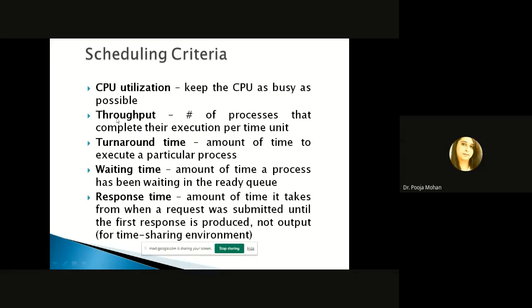So to get better utilization and better throughput, we have to keep a mix of CPU-bound as well as IO-bound processes, right? Next is turnaround time. Basically, this is the time between job submission and completion, right? This is the amount of time required by the CPU to execute a particular process.